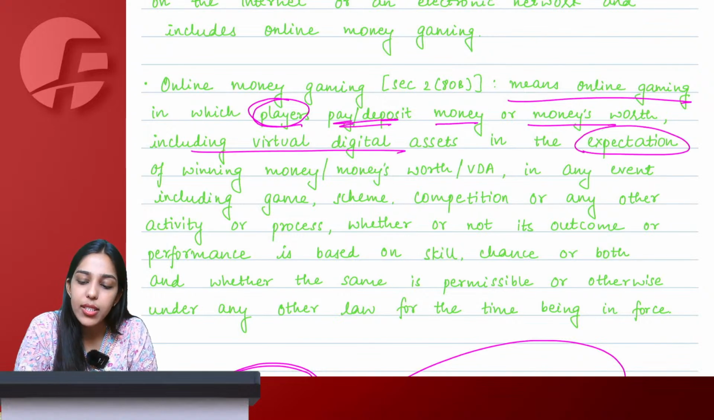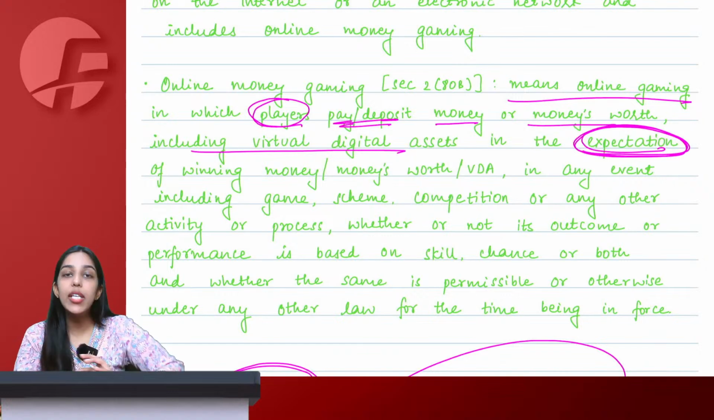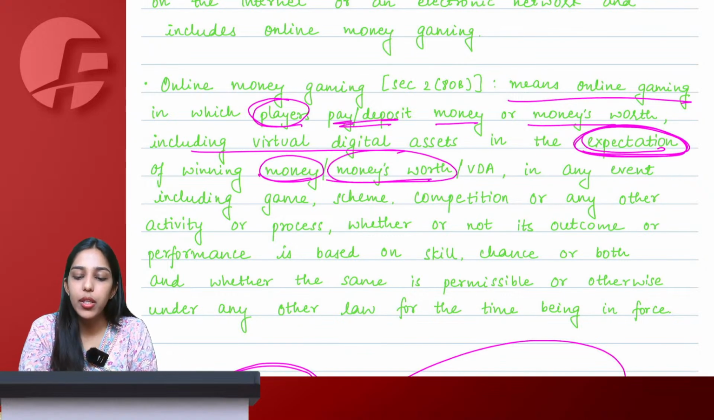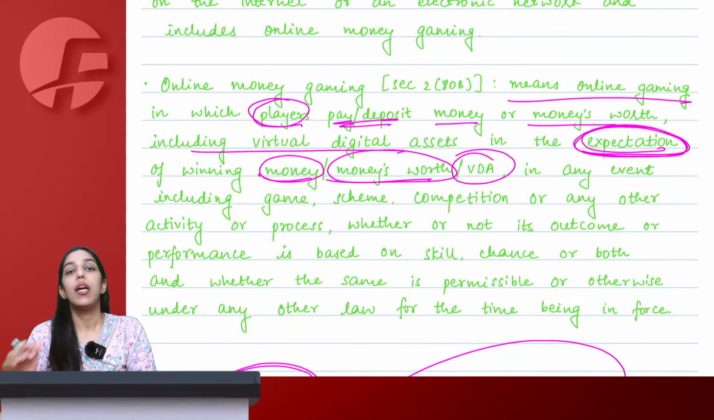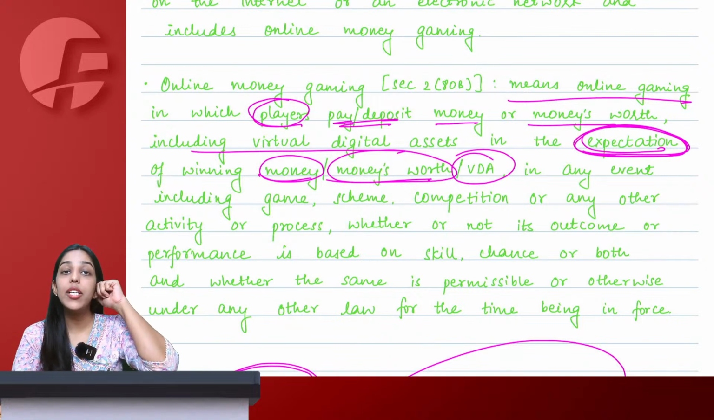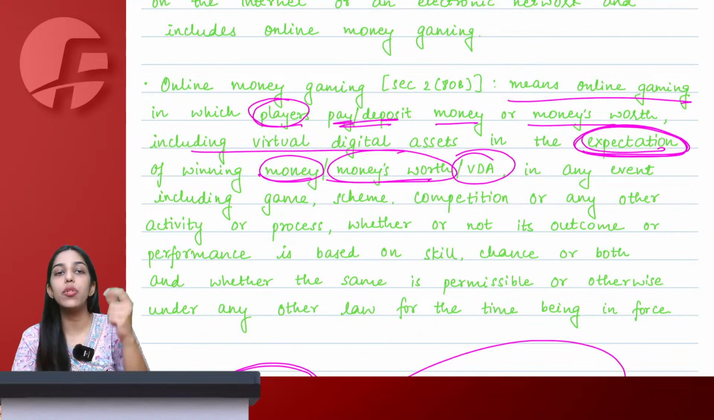Why? Because he is under the expectation of winning more money, money's worth or virtual digital asset in any event. Now, if you call it a game, a competition, a sport, an event, you say, ma'am, rummy is not simply luck. You need to have skill. It is not a game of chance. You need to have skill.